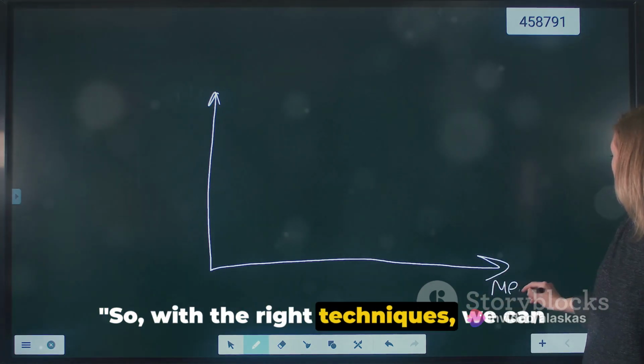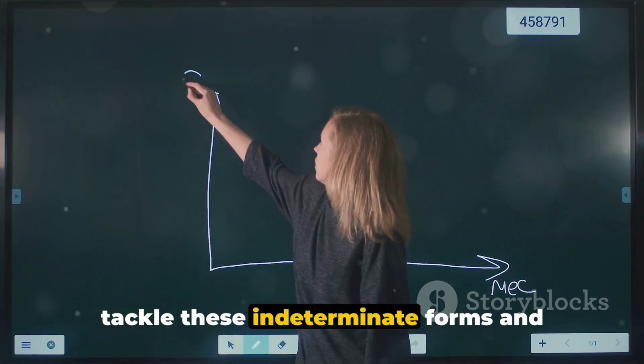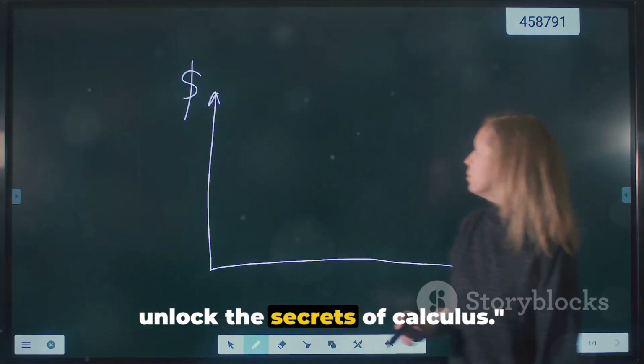So, with the right techniques, we can tackle these indeterminate forms and unlock the secrets of calculus.